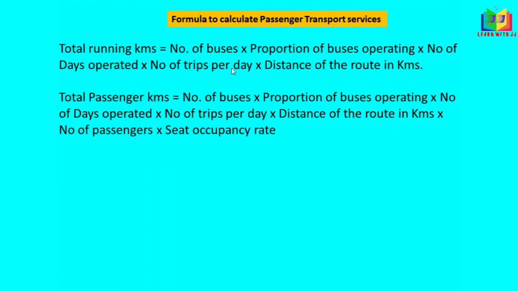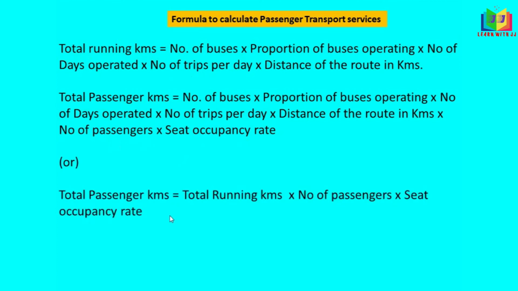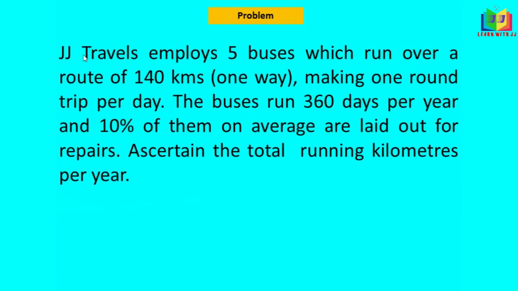In addition to this, we have to multiply this number of passengers and seat occupancy rate in order to calculate this total passenger kilometer. The other formula also we'll have: total running kilometers into number of passengers into seat occupancy rate. We can find this and multiply the number of passengers and seat occupancy, and we'll get the same answer. While doing the problem, I'll show you. First, we'll see one problem.